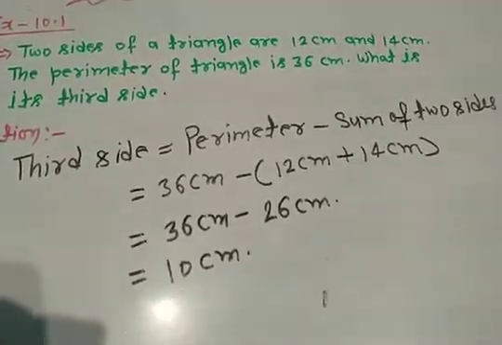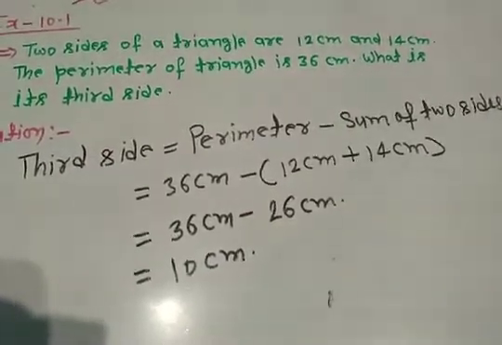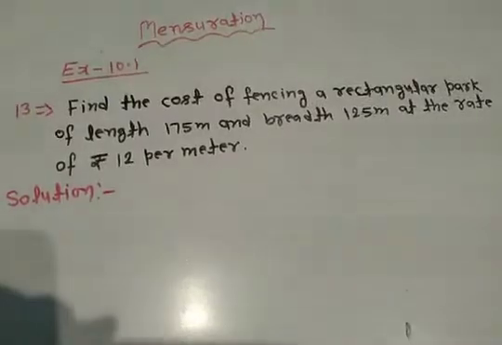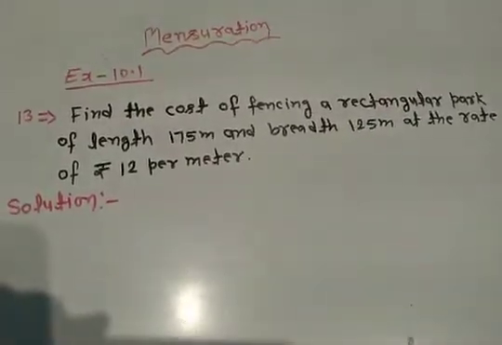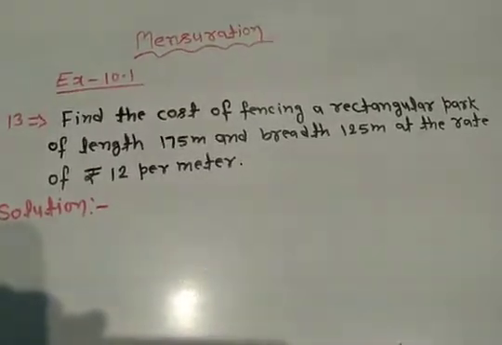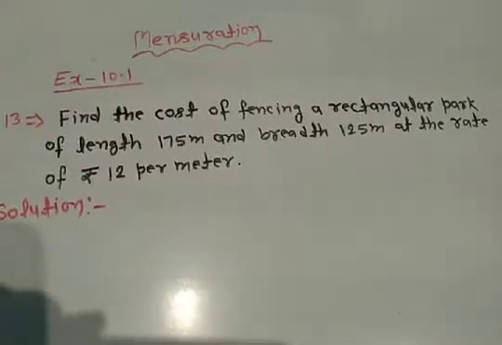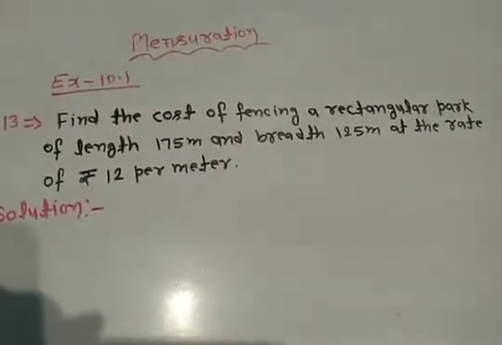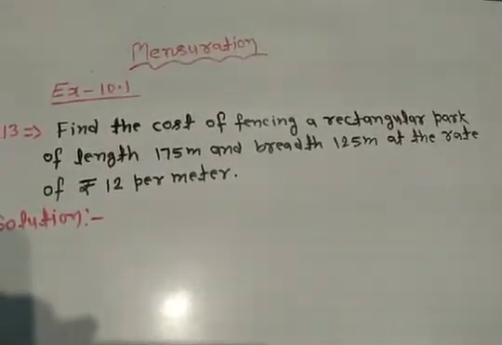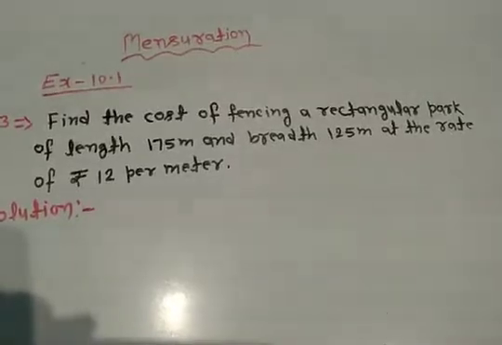Now we are going to discuss the next question. Question number 13. Find the cost of fencing of a rectangular park of length 175 meter and breadth 125 meter at the rate of rupees 12 per meter.